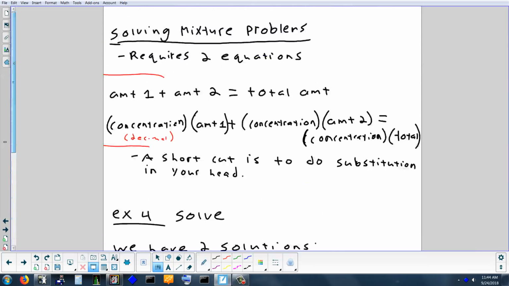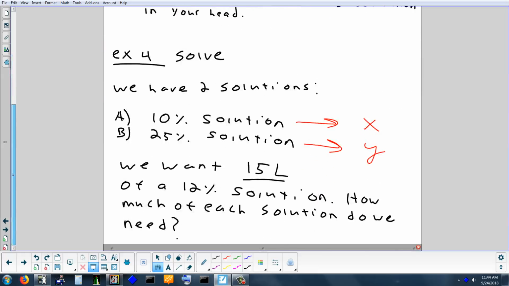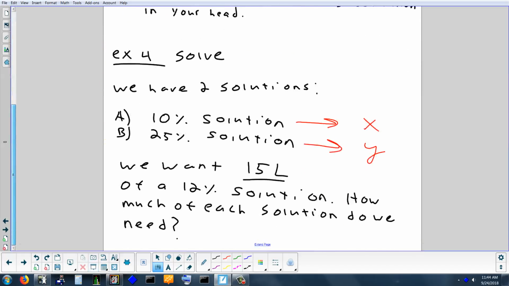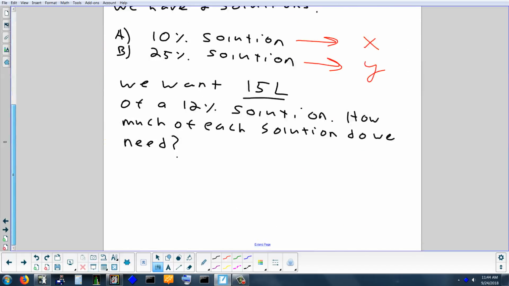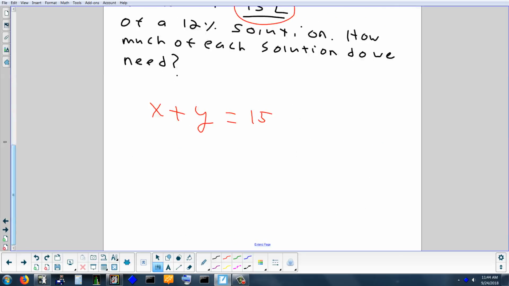All right, so now let's start with this one. Amount 1 plus amount 2 equals total amount. Here they're like A and B, but same idea. So Tori, how many liters are we using for the first solution? X liters. Yep. And how many for the second? Y. We know that when we mix the two solutions together, I want to end up with 15 liters. So that's my first equation.